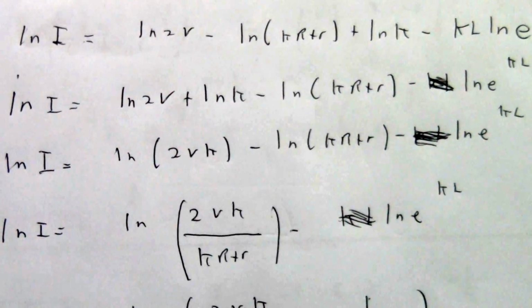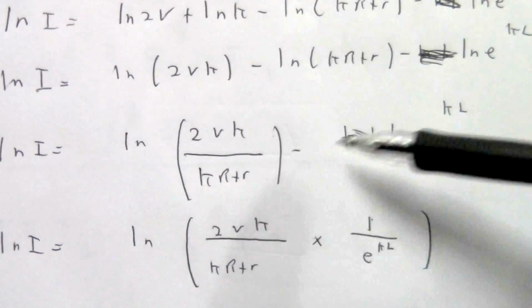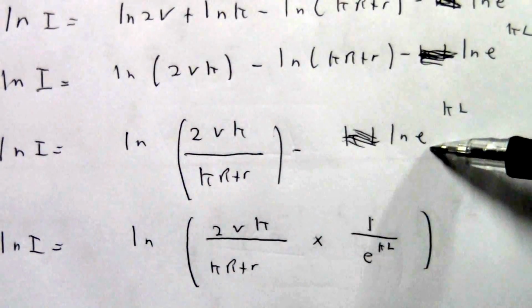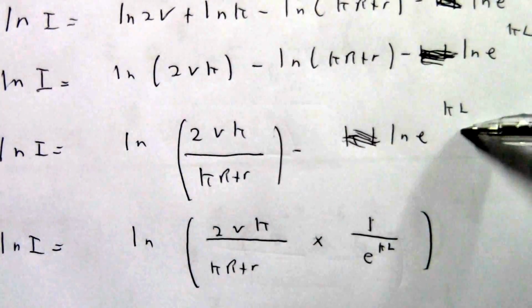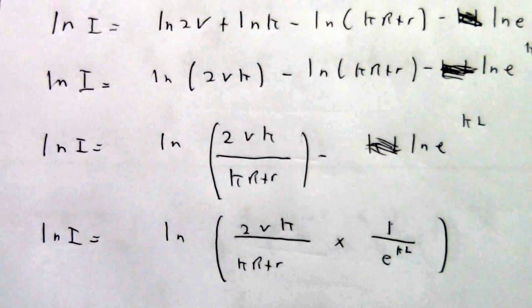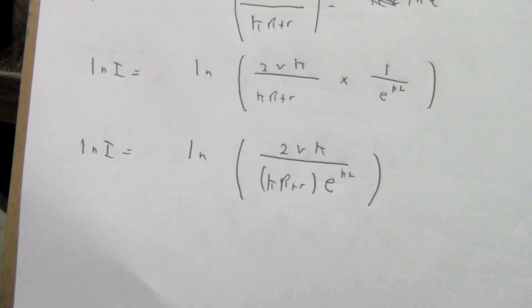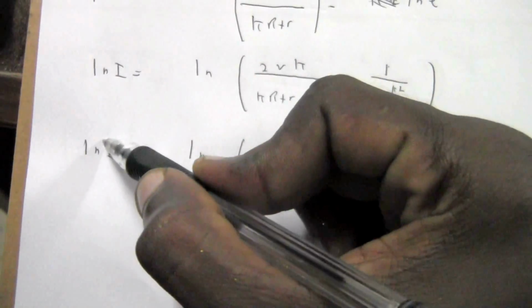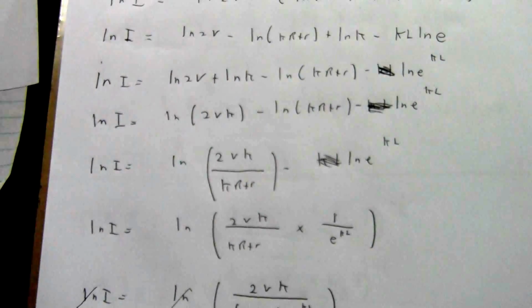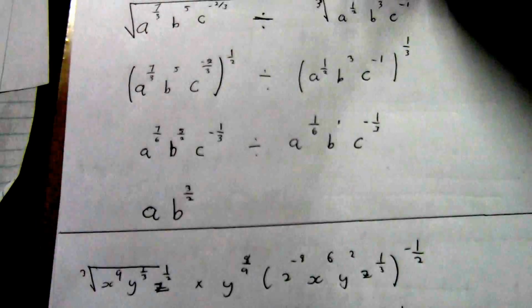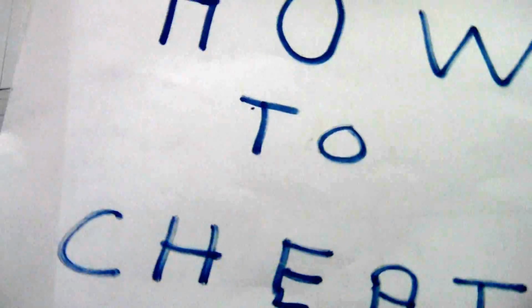Leave this out, and then finally I put in the last subtractive relationship, which produces a division, which is 1 over e to the kl. And then finally we have this. Take the antiln of both sides, and you just get, well, I is equal to that. And now the moment you guys have been waiting for, which is how to cheat.